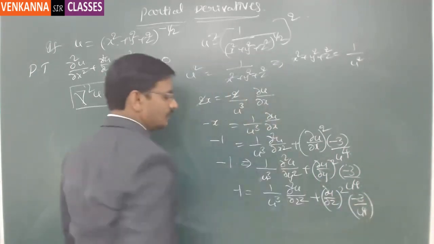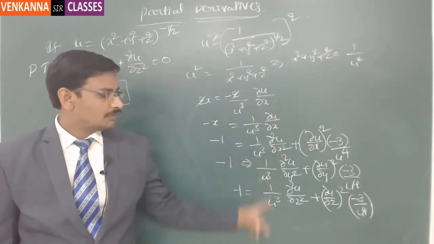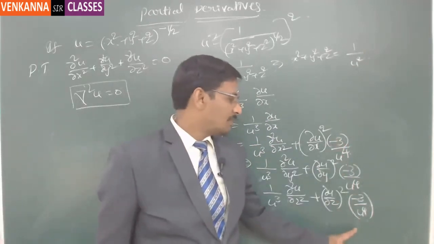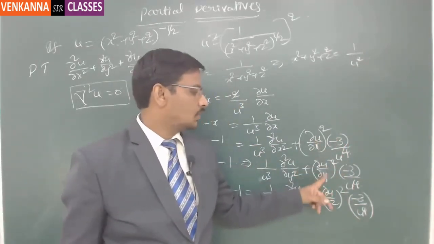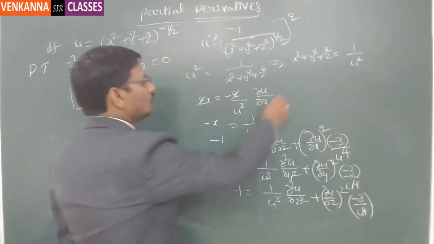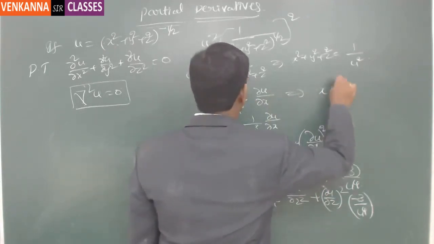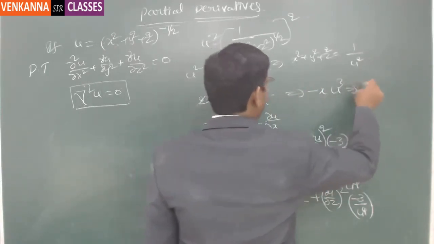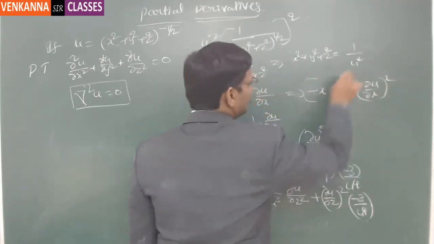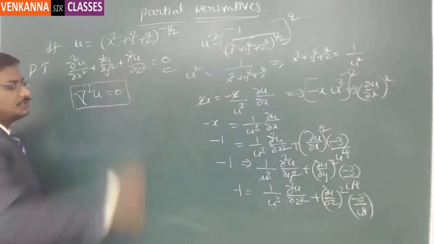Now if you add all these together, you will get the Laplace equation with a common factor of 1 by u cube, and minus 3 by u power 4 will be common for dou u by dou x, dou u by dou y and dou u by dou z, squared and added. Dou u by dou x is nothing but minus x into u cube. Now if you square it on either side and simplify it, finally it will lead to 0.